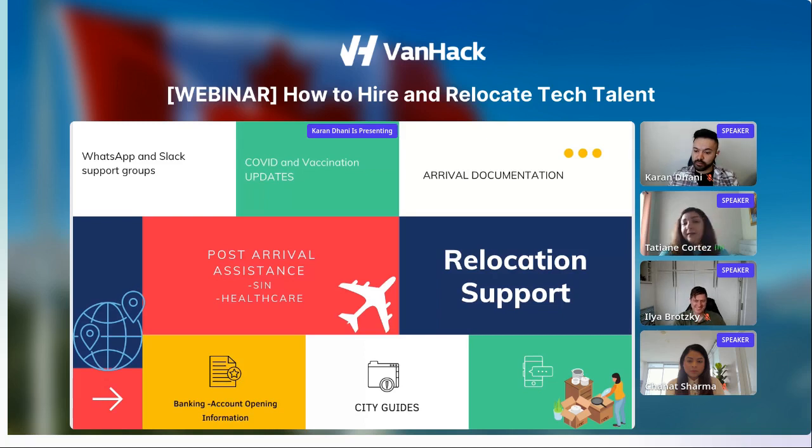What VanHack doesn't do, we do not provide housing service. So we do not find a rental or book a flight ticket for them. We do not pick them up at the airport, but we do have some partners. Depending on the province, we have realtors, we have housing companies that can help your candidate.